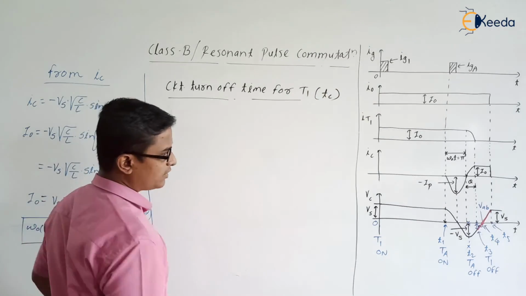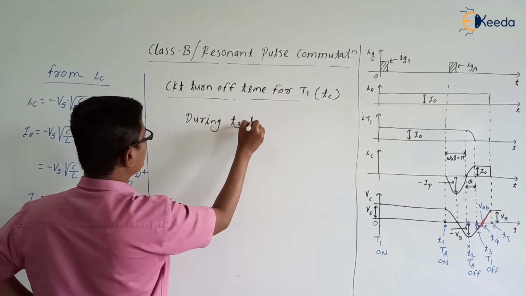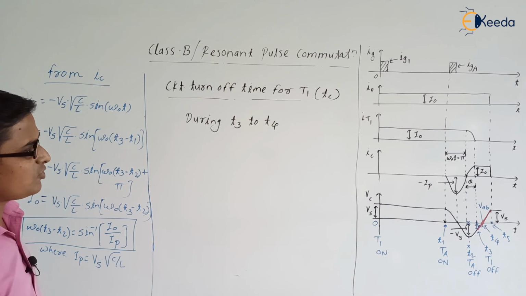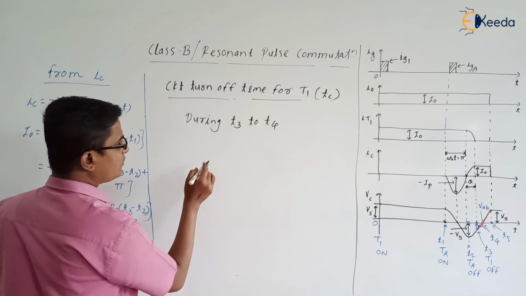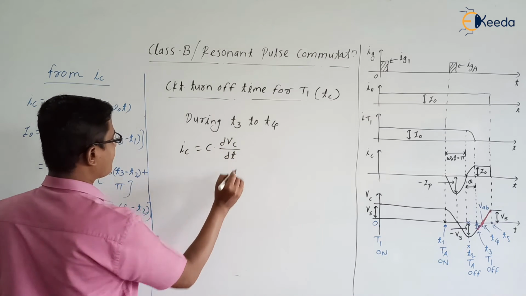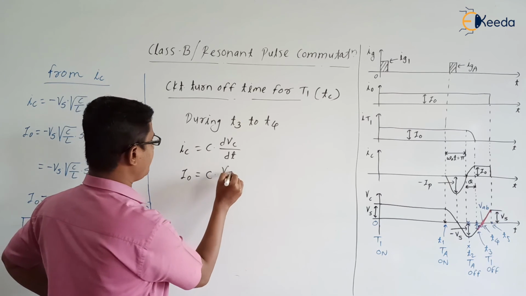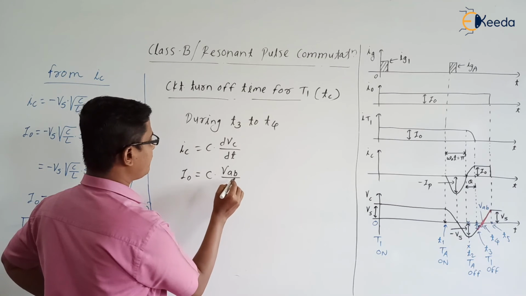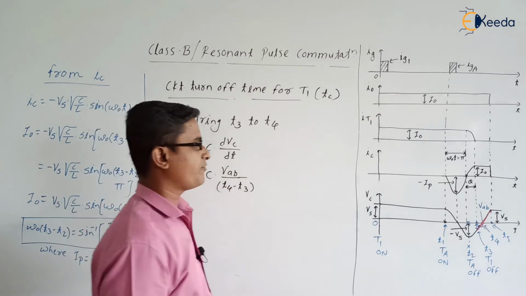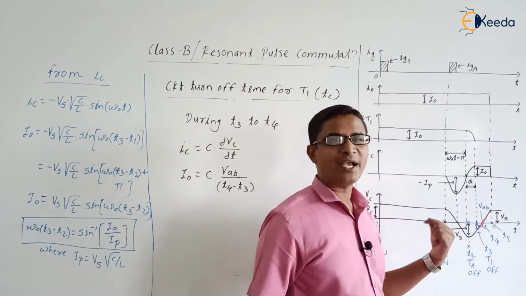During T3 to T4, can we write IC is equal to C into dVC by dt? What is IC? It is I0. The change in voltage dVC is VAB, and dt is T4 minus T3. But what does T4 minus T3 indicate? It indicates the circuit turn-off time for thyristor T1. Why is it the circuit turn-off time?